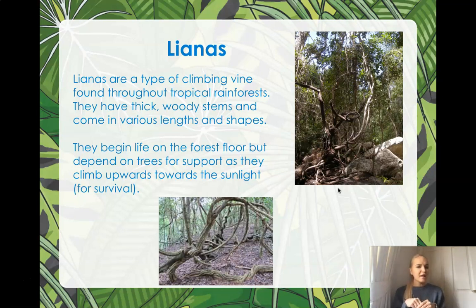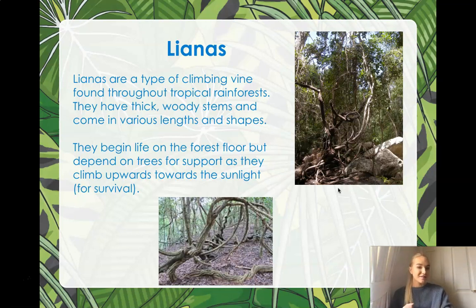What was the second thing we learnt? That's right, we learned about the buttress roots. What were they? Yes, they were the roots that came from the tree to help the tree to be stable and to stay up. And finally, we have the lianas that help the tree and they grow up the tree to be able to reach the sunlight to survive.